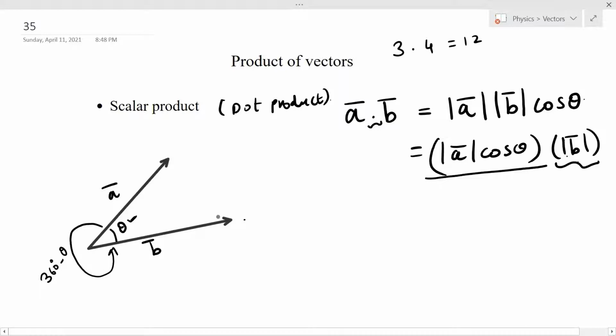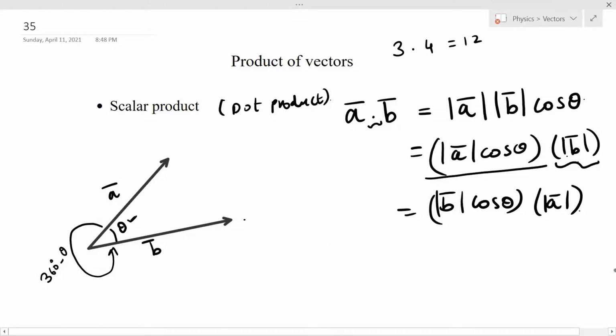You can think of it vice versa, that is I can also write this as modulus of b bar cos theta into modulus of a bar, that is I have increased the strength of the vector a bar by the amount modulus b bar cos theta, that is nothing but the projection of the vector b bar along vector a bar. So you can think of this as a multiplication where the magnitude of the vector is increased by the projection of another vector along that vector.